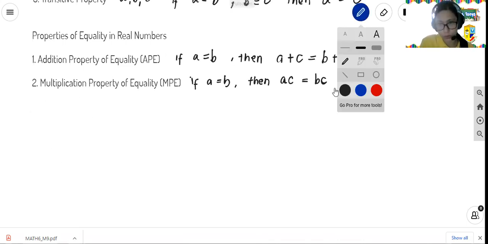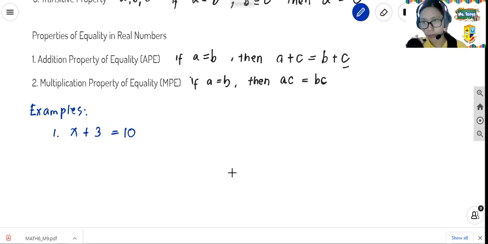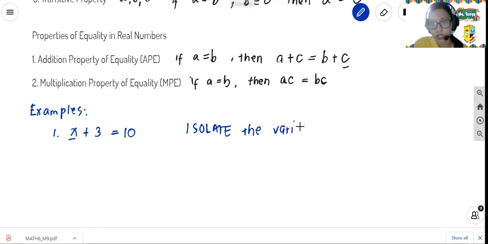I'll just change to blue so that it's clear that these are examples. So for example, I have here x plus 3 equals 10. So I want to solve for x. That means if you want to solve for a certain variable, you need to eliminate all the other terms or numbers that are on the same side of the variable. So you need to isolate the variable so that you would be able to solve it.